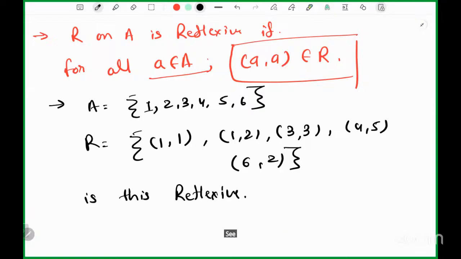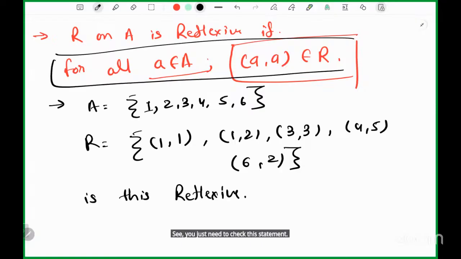See, you just need to check the statement that for all a belongs to A, the pair (a, a) should be there, that's all. If there are other pairs, that won't harm the reflexivity of a relation. Now, what do you think? Is this a reflexive relation?